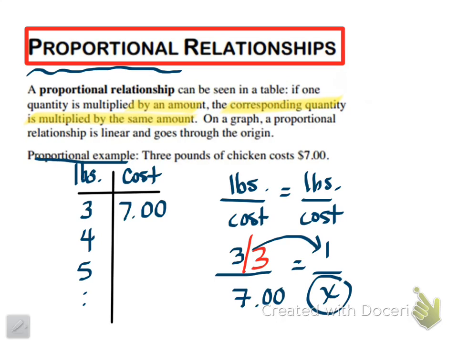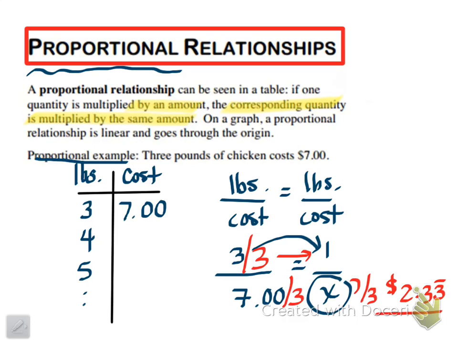So if I divide 3 by 3 to get 1, whatever I do to my numerator, I have to do to my denominator. So if I divide 7 by 3, what do I get? Well, I get 7 divided by 3, which is going to be the cost of 1 pound of chicken. So how do we go about doing that? Well, it's just a simple division problem. 7 divided by 3, we know that that is around $2.33 with a repeating bar.